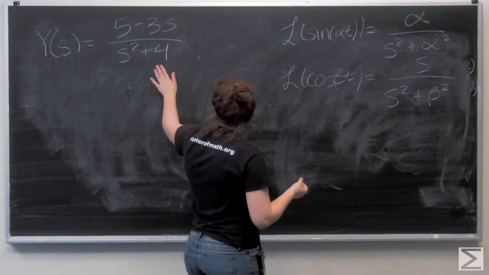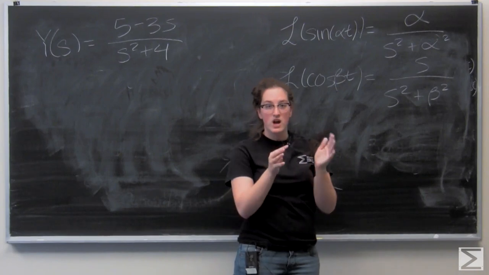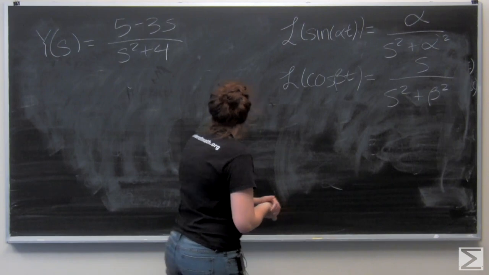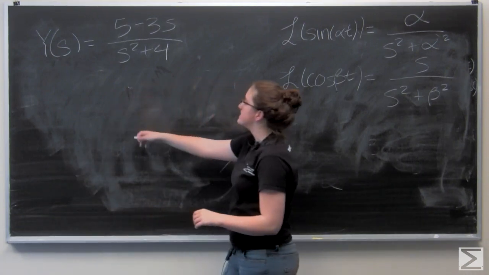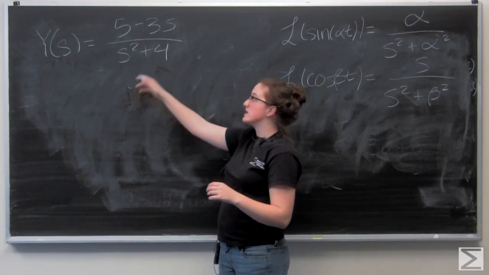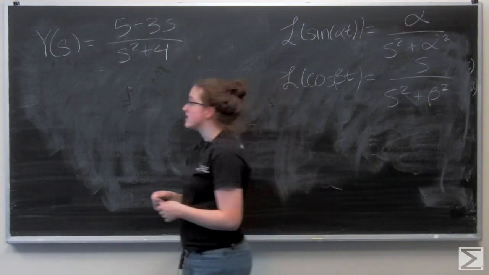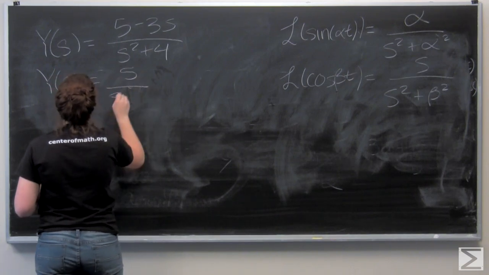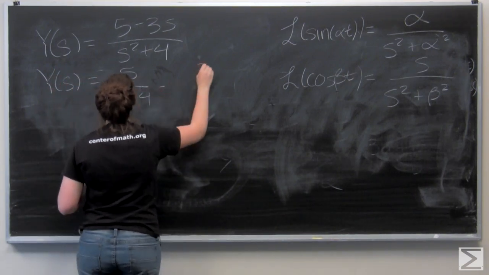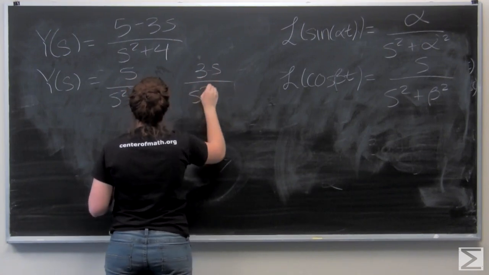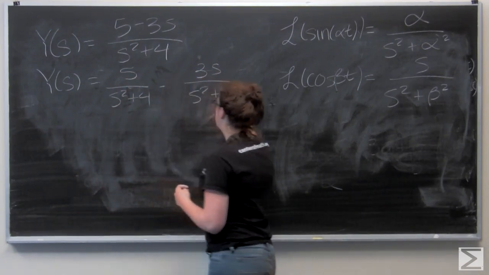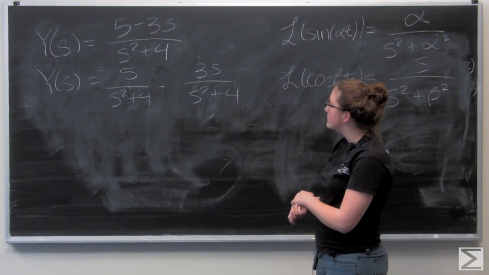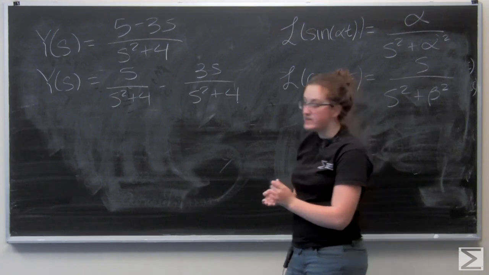So I want to separate this into two fractions, one with a constant in the numerator and one with a factor of s in the numerator. So this is pretty easy to split. I'm going to say 5 as the numerator of one fraction and negative 3s as the numerator for the other. So this one is good to go. When I take its inverse Laplace transform, I'm going to get negative 3 cosine of 2t.